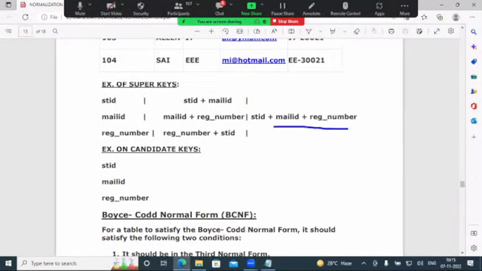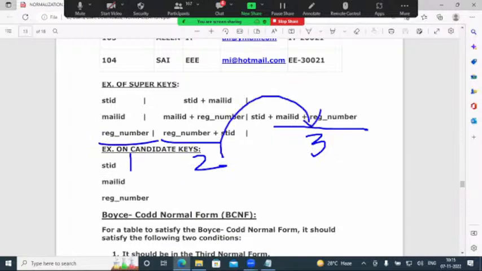This is level 3. This is level 2. This is 1. Can I say 2 is a subset of 3? Yes or no? This is a subset. 1 is a subset of 2. This is called a subset. What is your subset? Minimal individual.